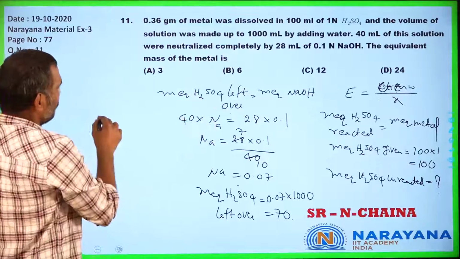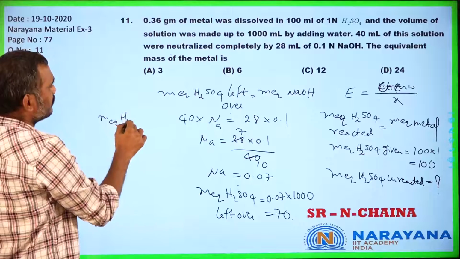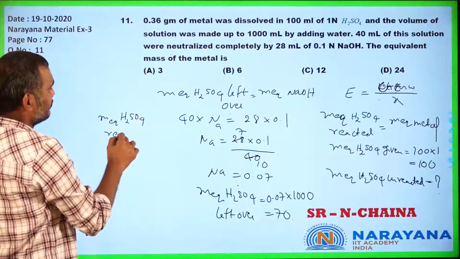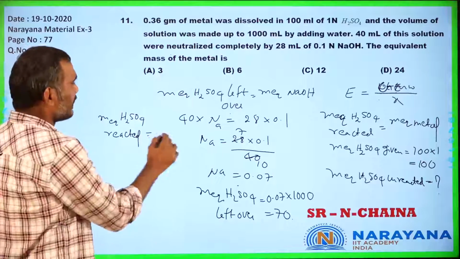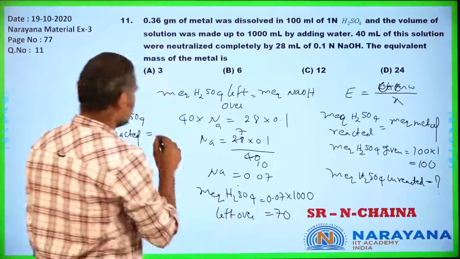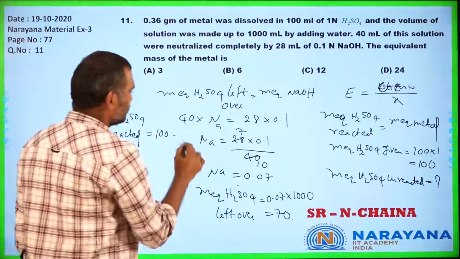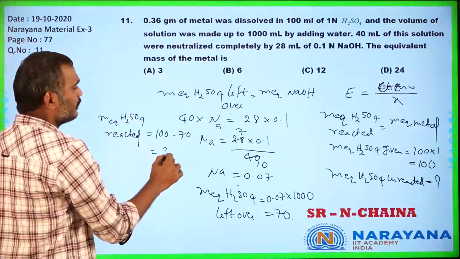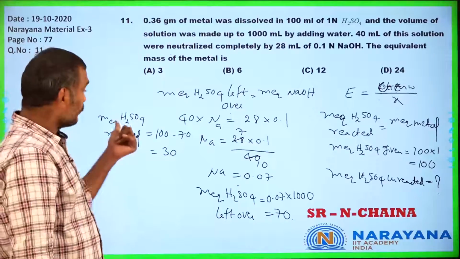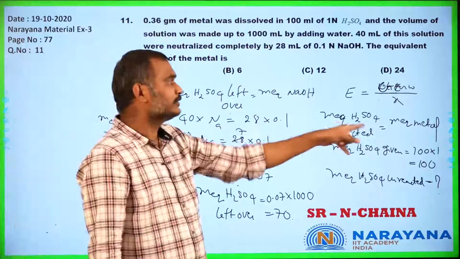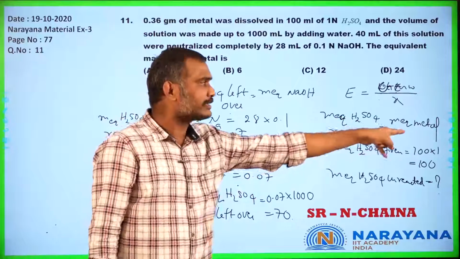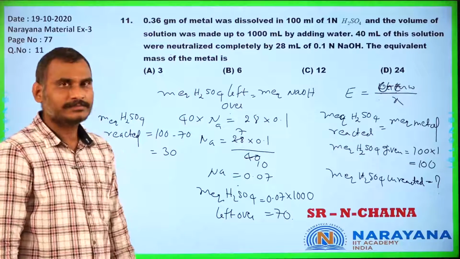Yes. Milli equivalence of H2SO4 reacted, that is given is 100, unreacted is 70, so that is equal to 30 milli equivalence. So milli equivalence of H2SO4 reacted you got. Already I told you, milli equivalence of H2SO4 reacted is equal to milli equivalence of the metal.